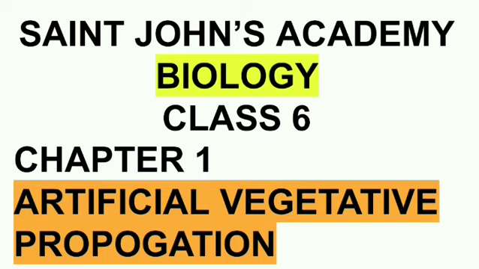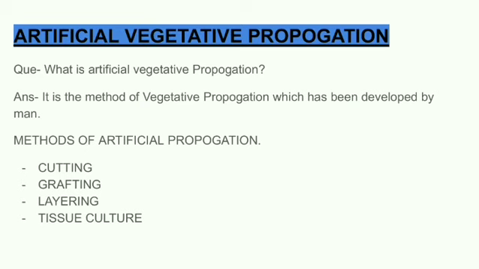As we are on chapter 1, the leaf, and have already discussed various topics of the chapter. The previous topic we discussed was vegetative propagation. Today's topic is artificial vegetative propagation. What is artificial vegetative propagation? It is the method of vegetative propagation which has been developed by man.